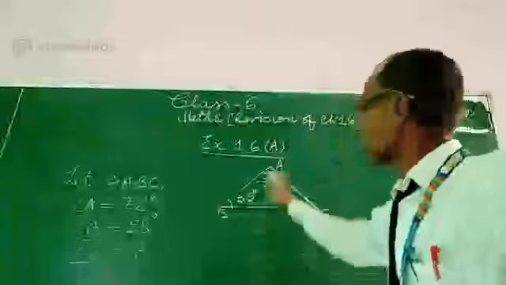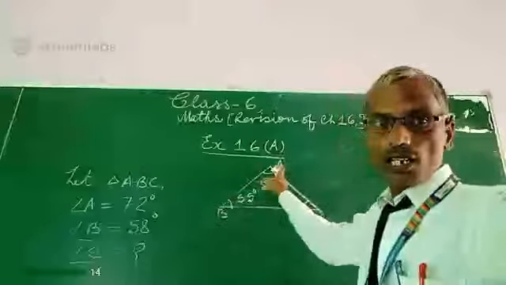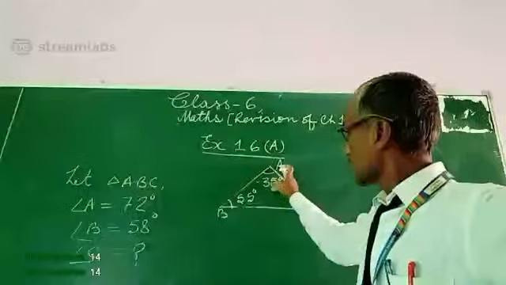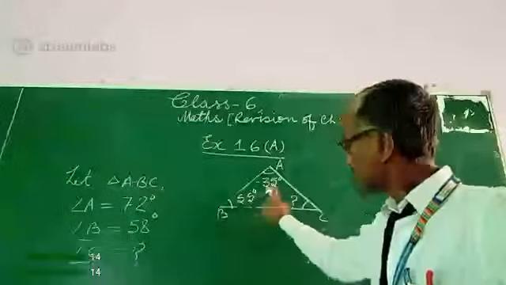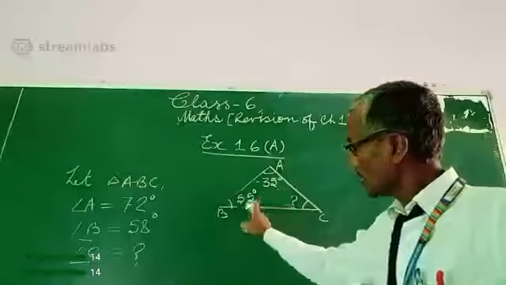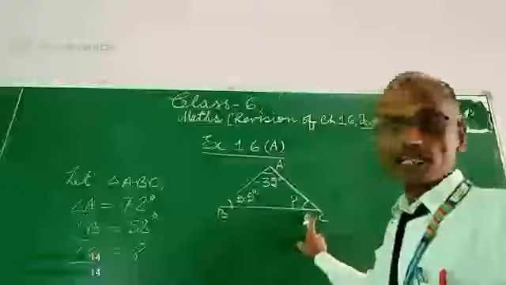Here is a triangle, right? A, B, C is a triangle. If angle A is 35 degrees and angle B is 55 degrees, then what is the measure of angle C?